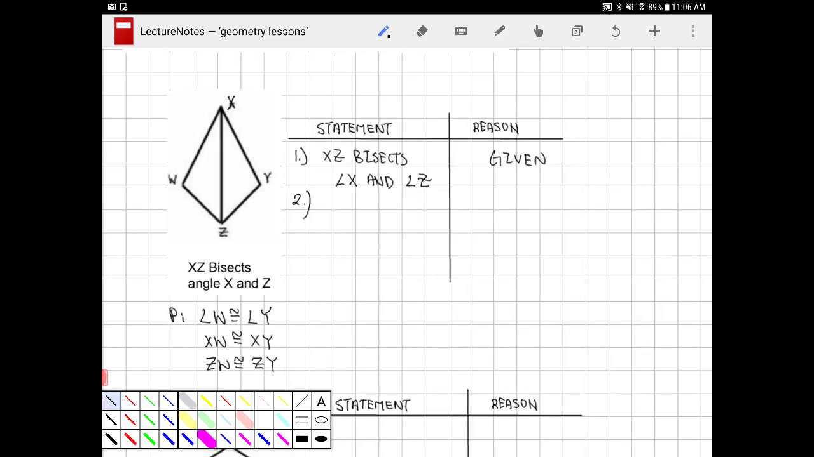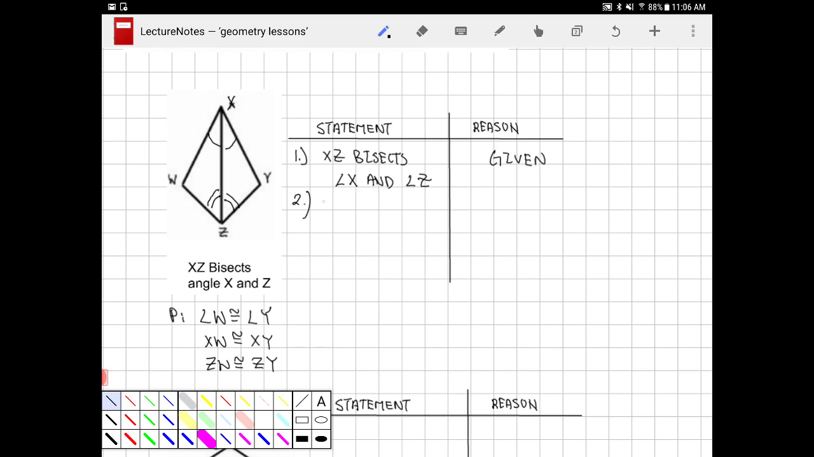One thing I can say with absolute certainty is that angle WXZ must be the same as angle YXZ. And similarly, I know that angle WZX must be congruent to angle YZX. This must be true based upon the information that the given statement presented. We know that line XZ bisects angle X and angle Z, so those angles, as I've drawn there, must be the same.